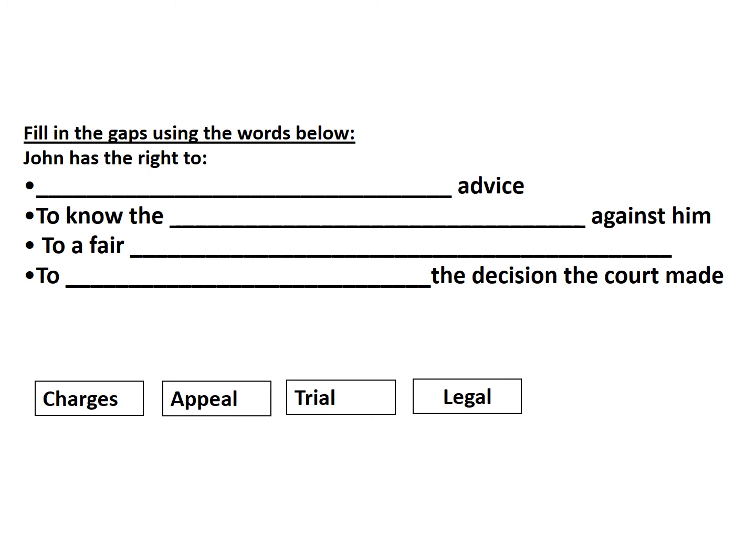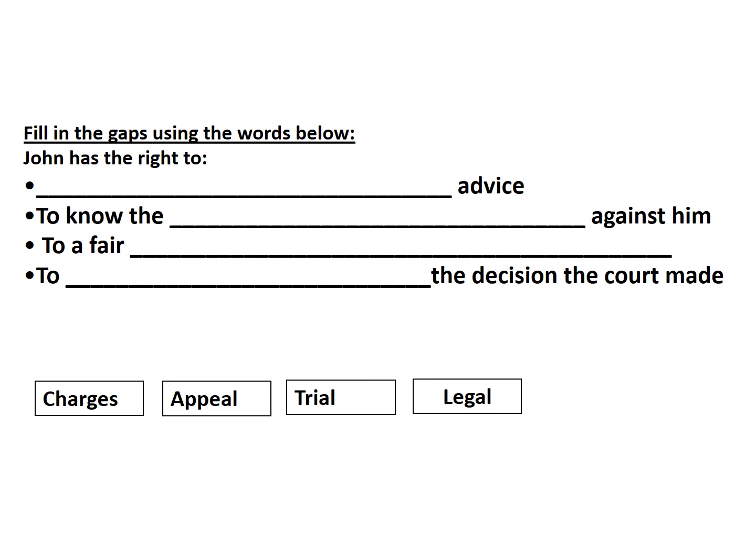Now, after thinking about the scenarios there, what I'd like to try and do is to fill in the gaps using the words below. So John has the right to, and you've got 4 words that you need to try and fill in. So something advice, to know the something against him, to a fair something, to something the decision the court has made. So you've got 4 words at the bottom there to use to try and fill in these blank lines. Once you have done this, if you pause the video at this point to complete this, and then we'll go over it again.